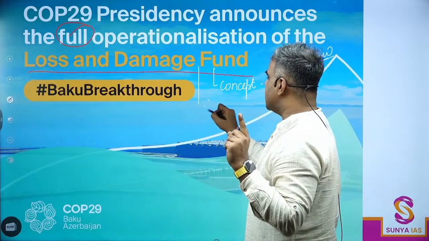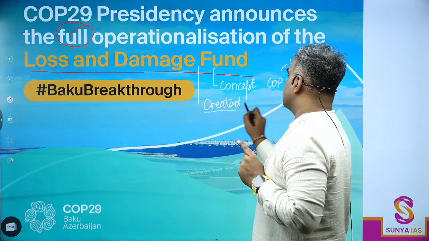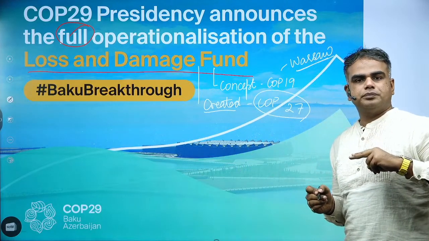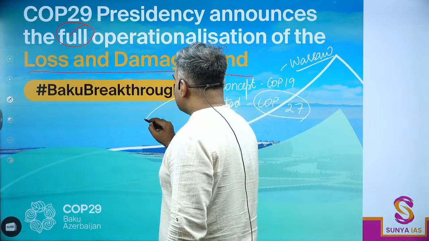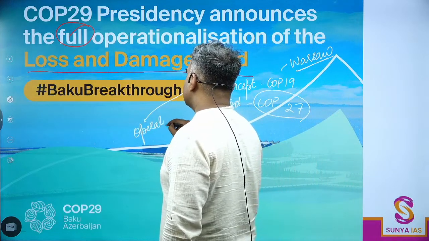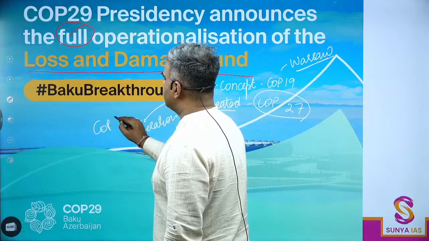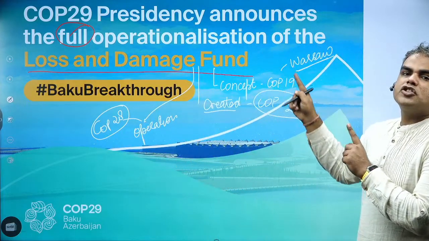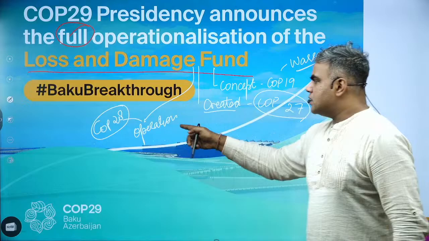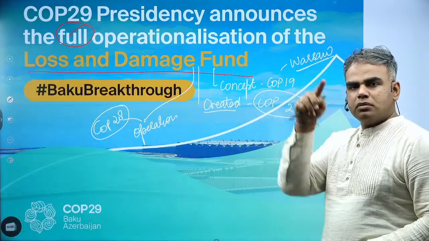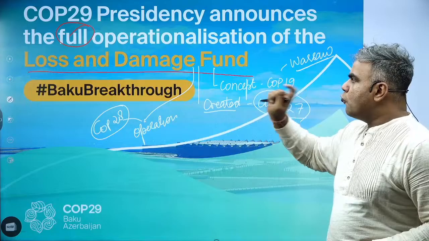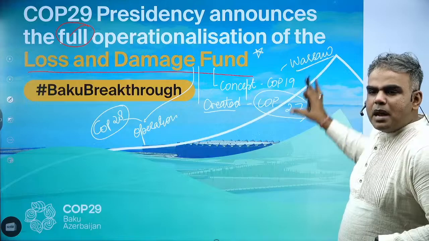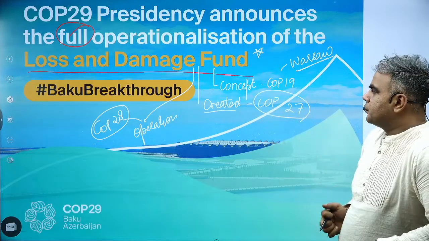The fund was created in COP27. This COP27 is Sharm el-Sheikh, Egypt. There were talks of operationalization of this fund in COP28. Again, UAE, which is in Dubai. But now you see full operationalization of this fund has happened in COP29. So in our notes, we have seen 6 points. The 7th should be full operationalization of the loss and damage fund. In fact, in our mind map, when we condense all these things, we'll add loss and damage fund.